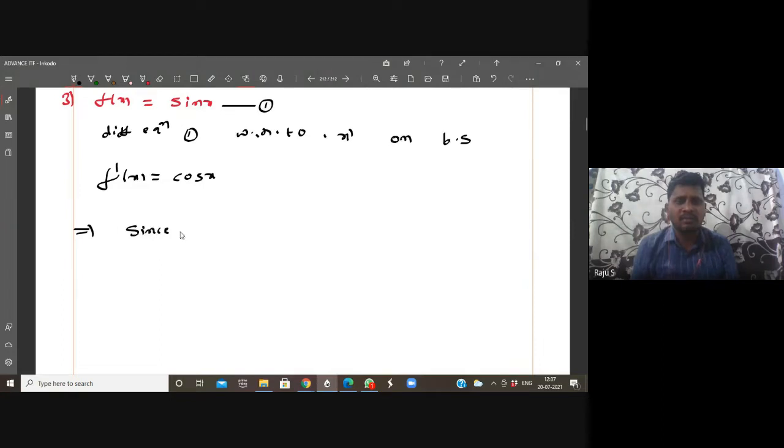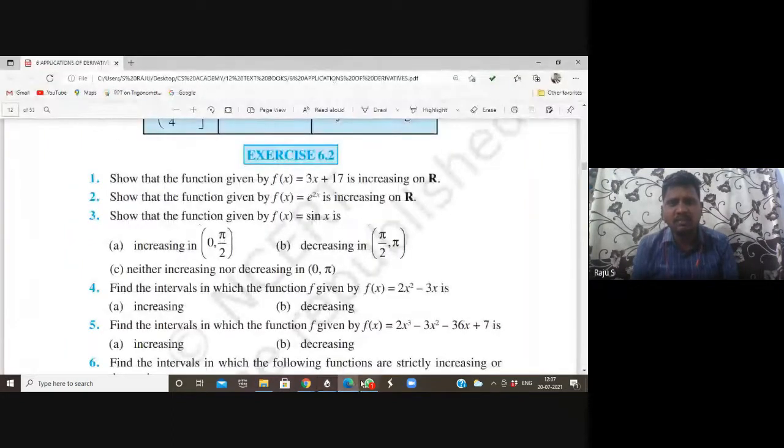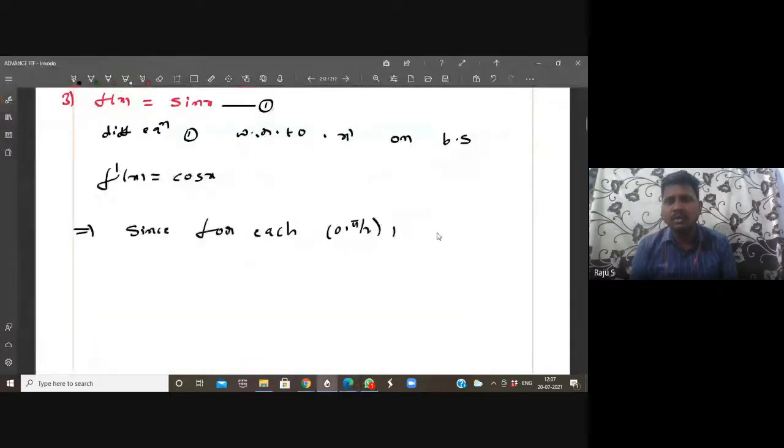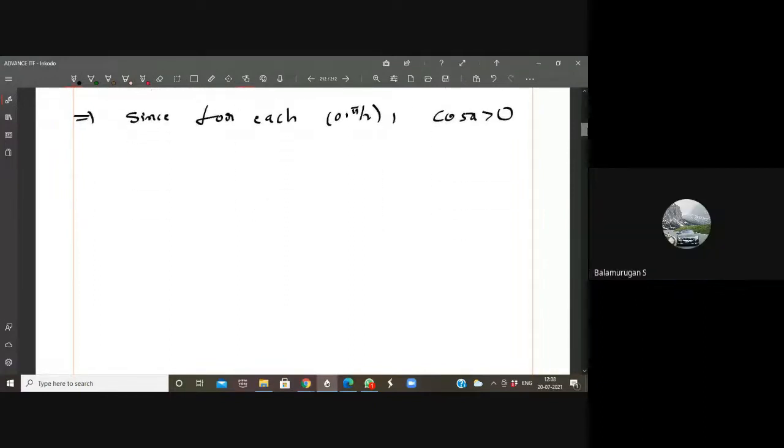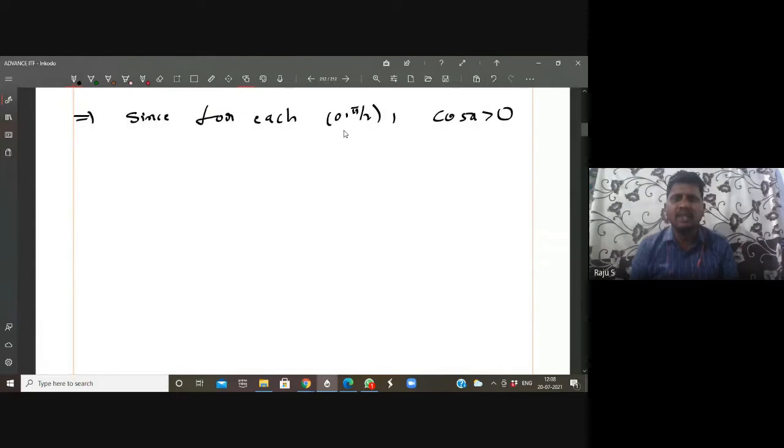So you have to write, since for each x, what is the interval they given? 0 comma pi by 2. The first subdivision is 0 comma pi by 2. So what about the cos x value? Cos x is clearly greater than 0. Am I audible properly? Yes, sir. So for each and every value from 0 to pi by 2, cos x is greater than 0. So cos x is nothing but f dash of x. F dash of x is greater than 0.